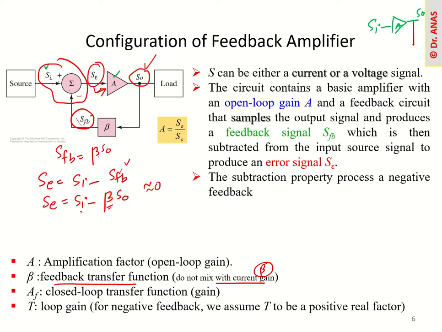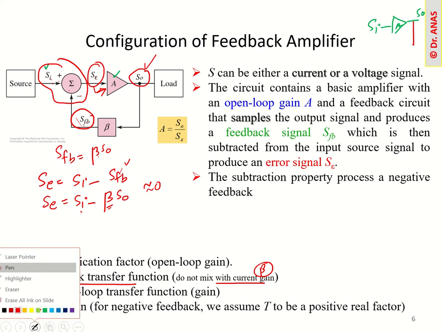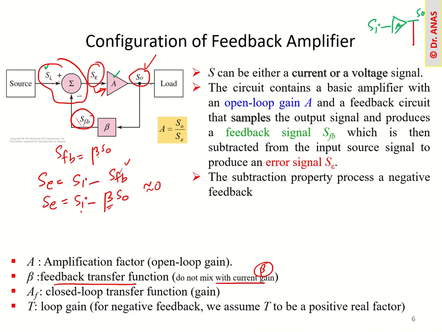Now, what are the other things if you focus here? If you take the ratio of output over input, that will be our closed loop transfer function, because we get a closed loop here. This is called AF. And if you take the ratio of the output over our error signal, that will be our amplifier gain A.